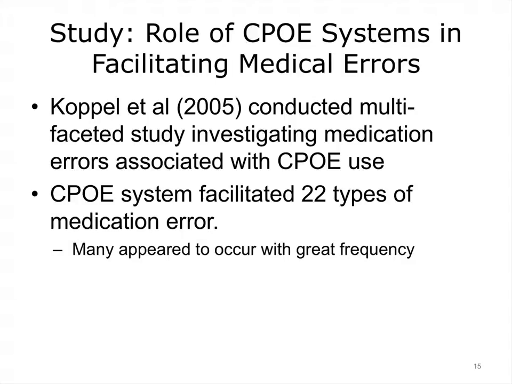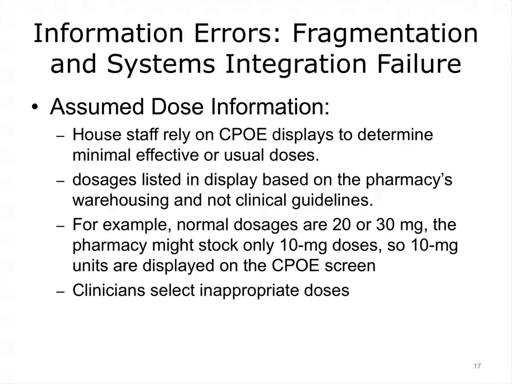The errors were classified into 2 broad categories. 1. Information errors generated by fragmentation of data and failure to integrate the hospital's information systems, and 2. Human-machine interface flaws reflecting machine rules that do not correspond to work, organization, or usual behaviors. We are going to illustrate the first class of errors with 2 subcategory examples.